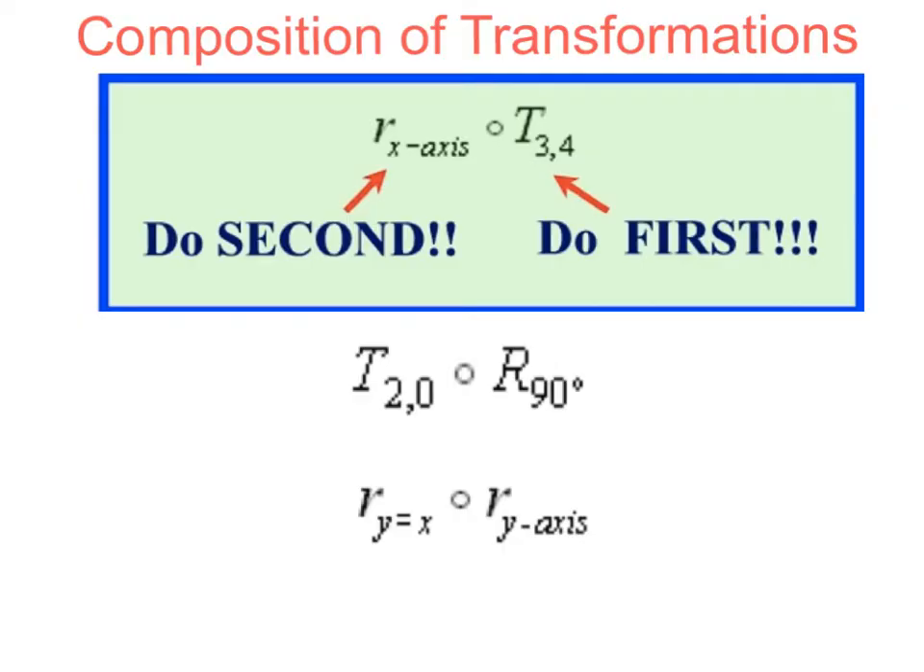Take a look below and see if you could figure out of these two examples of a composition which transformation we would need to do first. In the first example, you'd have to do the rotation and then take care of the translation. And in our second example, you'd have to take care of the reflection in the y-axis and then reflect those points in the line y equals x.